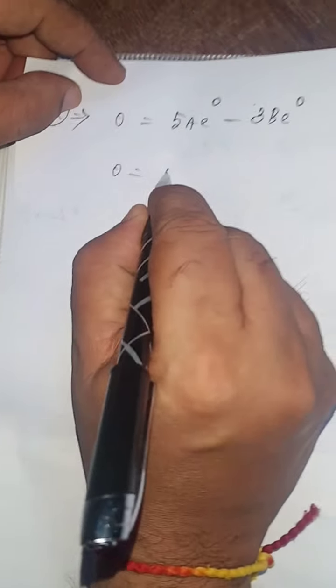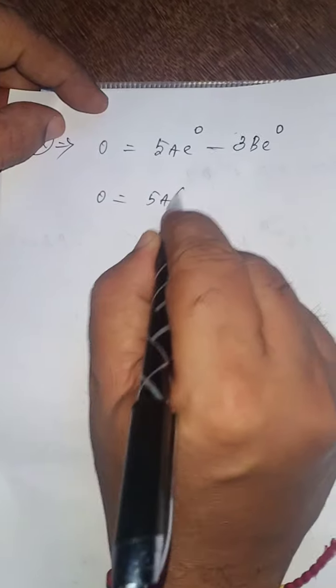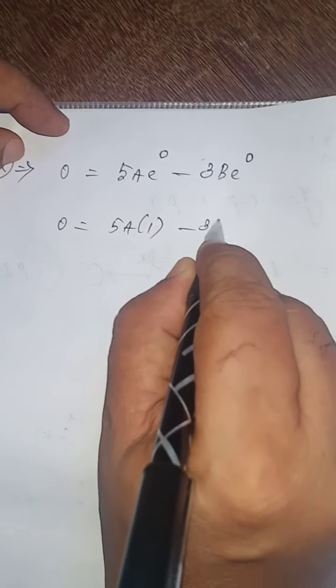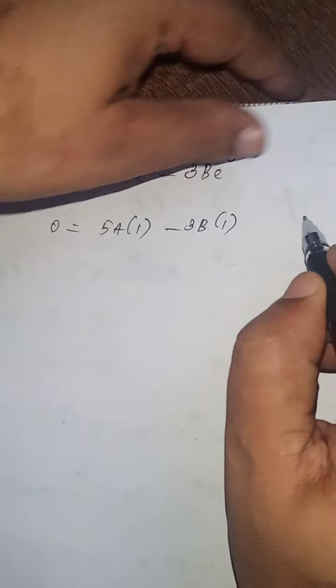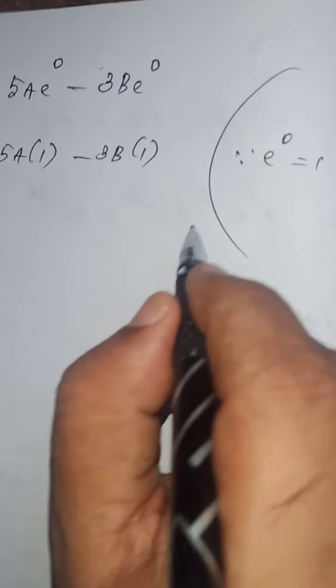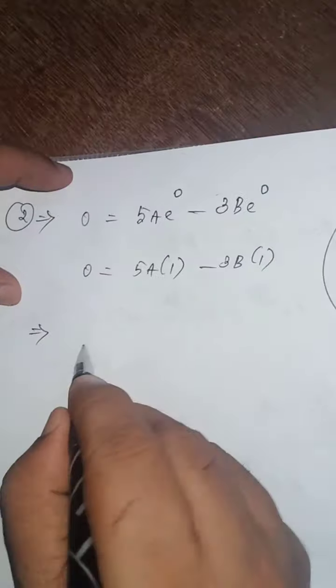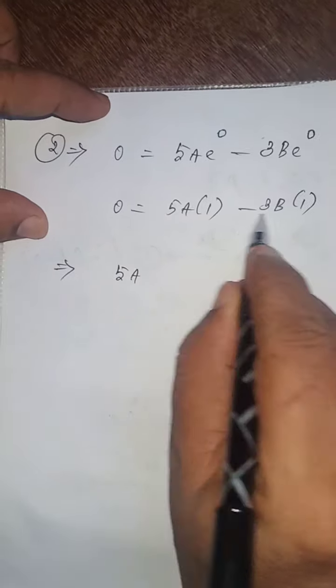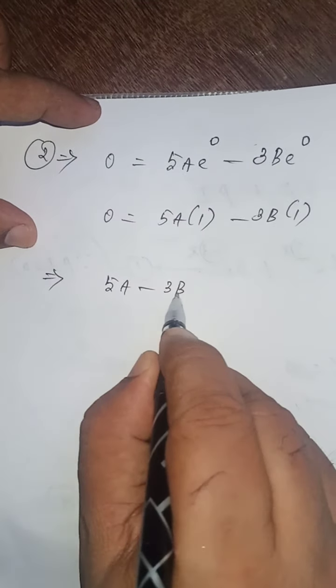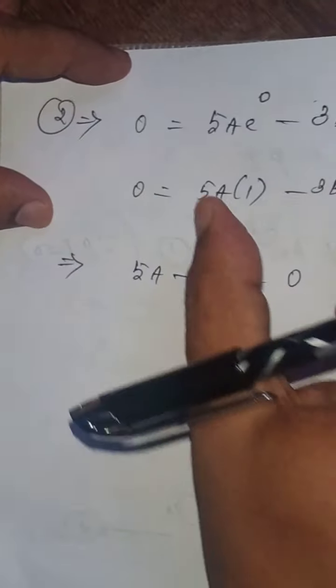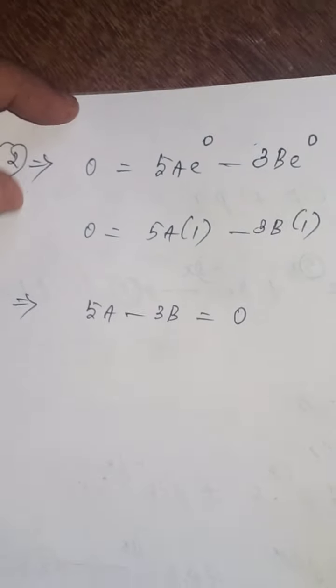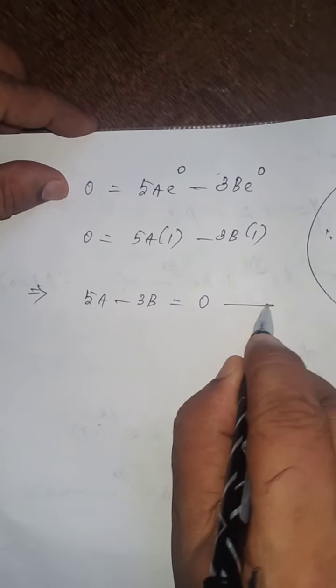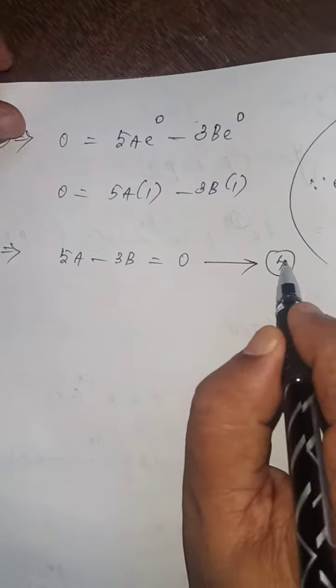So 0 equals 5a, anything power 0 is 1, minus 3b, anything power 0 equals 1. For your reference, I write here e power 0 equals 1. So 5a into 1 is 5a, minus 3b into 1 is minus 3b, that is equal to 0. This is a new equation, let it be equation number 4.